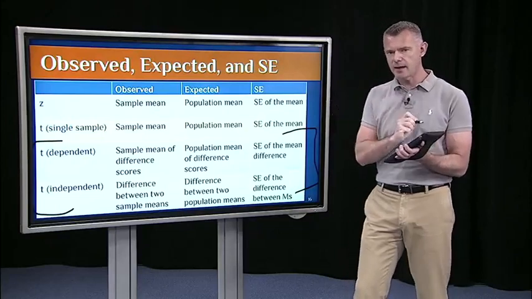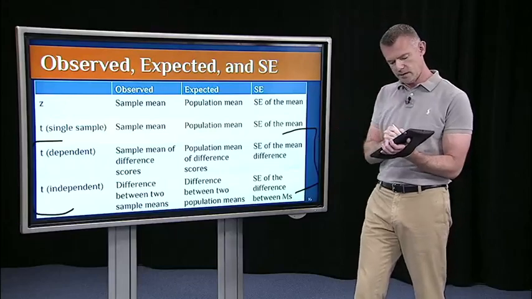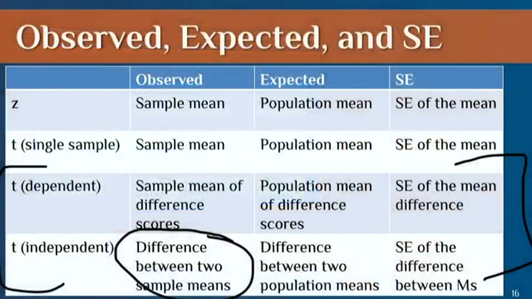That's not the case in the independent groups t-test here. This is a subtle difference that students sometimes get confused on. In the independent case, of course, what we're going to do is get the mean for group 1 and the mean for group 2, and then look at the difference between the means.